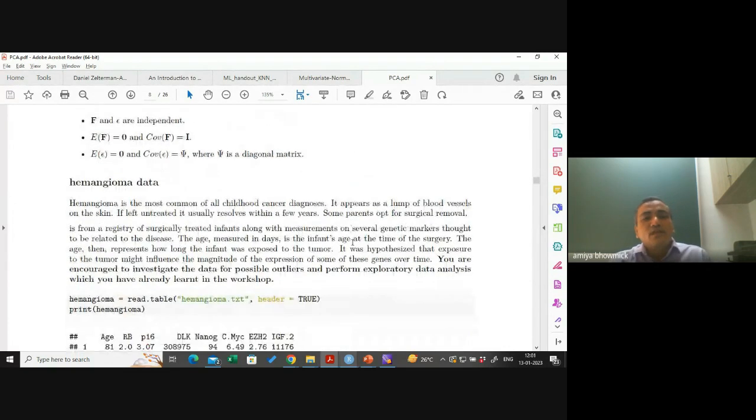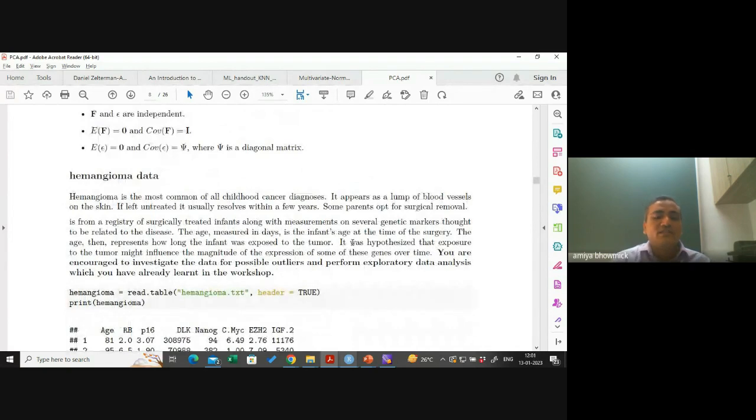Okay. Let us talk with an example. I think I have shared this data with you all. I'll actually talk about two examples. So hemangioma is one of the datasets. Hemangioma is the most common childhood tumor diagnosis. It appears as a lump of blood vessels on the skin. If left untreated, it usually resolves within a few years. Some parents opt for surgical removal also.